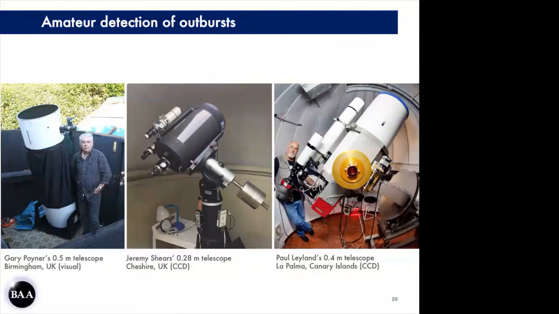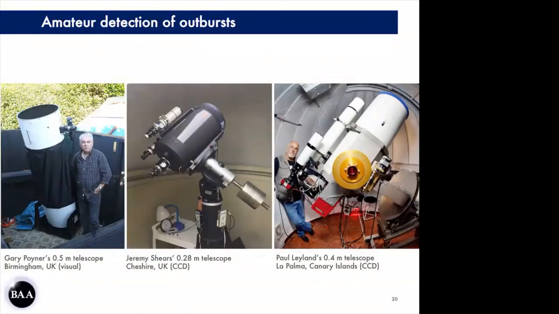And on the right there, another member of the Variable Star Section, Paul Leyland, who's lucky enough to have a 0.4-metre telescope in the Canary Islands. But I must stress that you don't need to have a telescope anywhere near as large as any of these. A much smaller telescope will do. For many years, I was using a 4-inch refractor, and I was quite satisfied with the work I was doing on that. So what I do is night after night, look at the location of where one of these faint cataclysmic variables is.